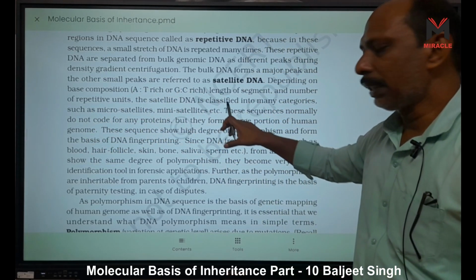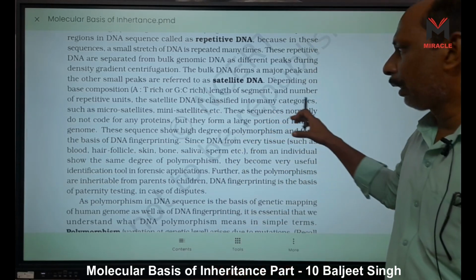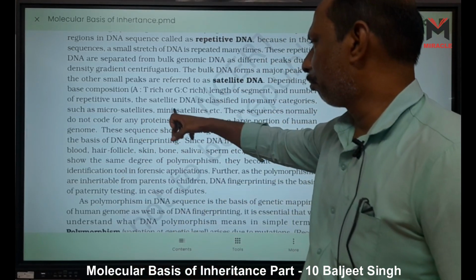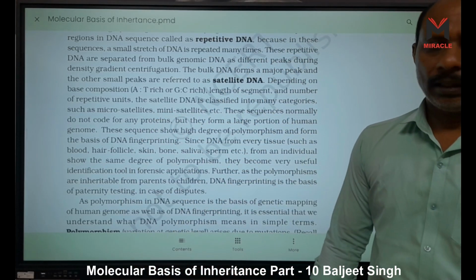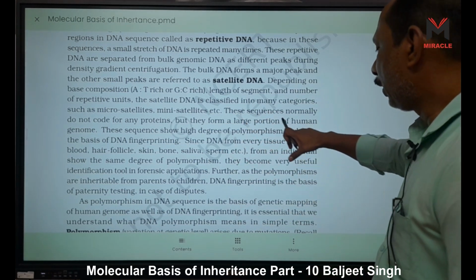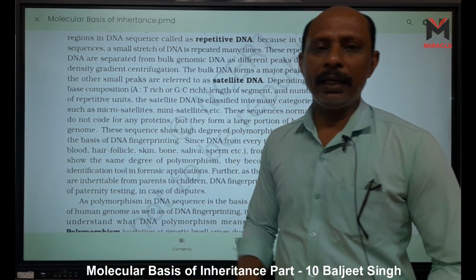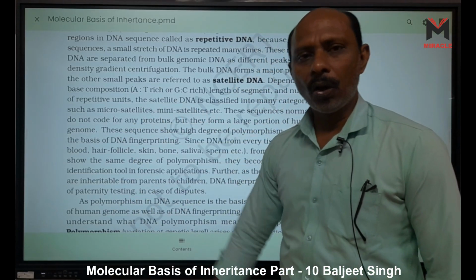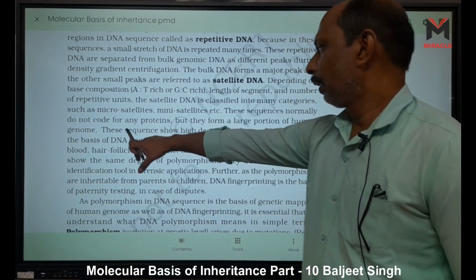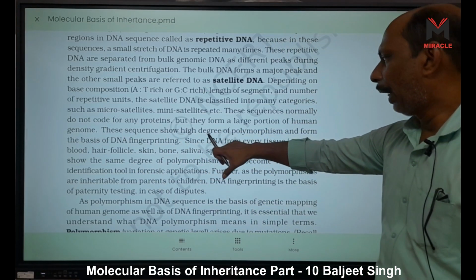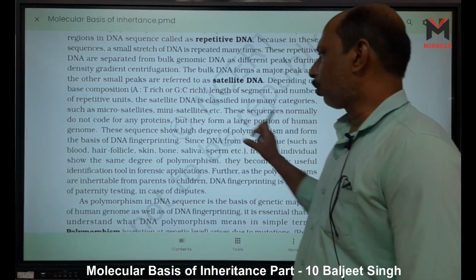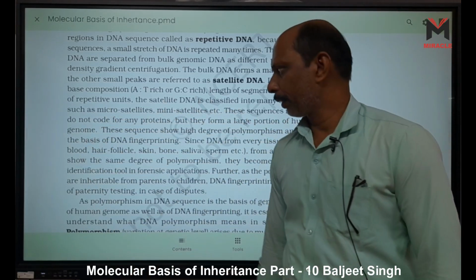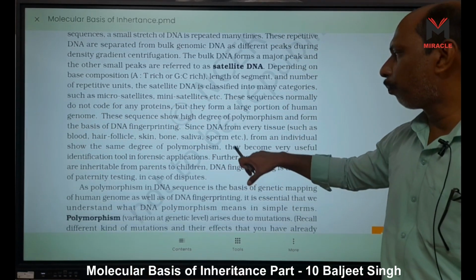The satellite DNA is classified into many categories such as microsatellites or minisatellites. These sequences normally do not code for any proteins. They are not involved in protein coding, which means these are non-expressed sequences, but they form a large portion of the human genome. These sequences show a high degree of polymorphism.